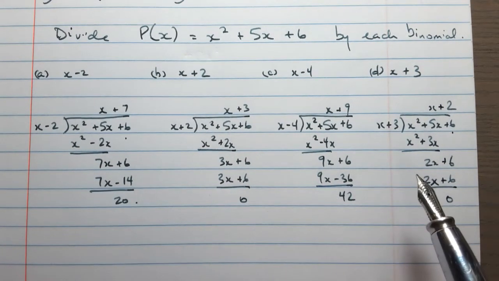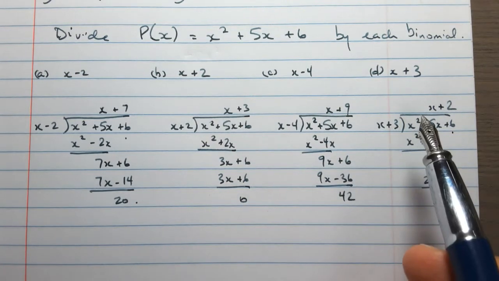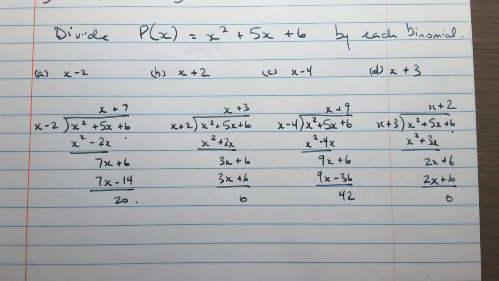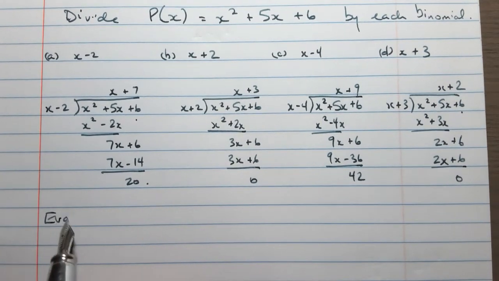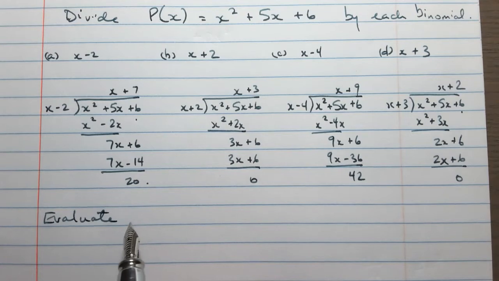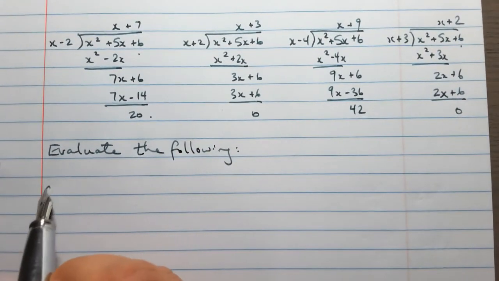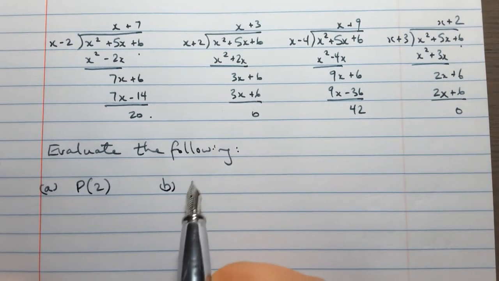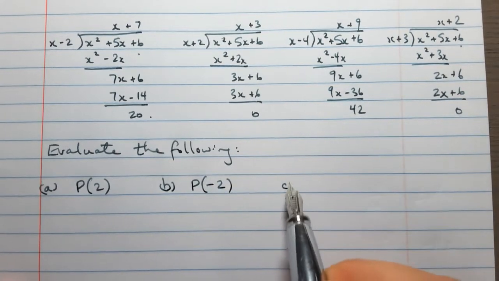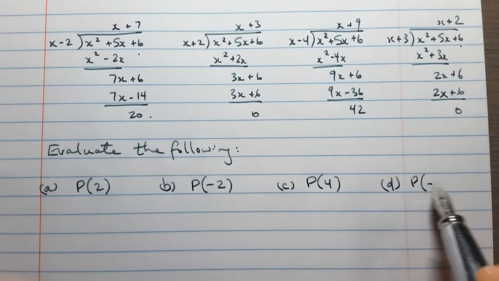So each of these we divided by a different binomial, and we got different remainders, a couple of them are 0, and then we also have all of these different quotients. So now here's the part where we're going to notice something, and I want you to try this. Evaluate each of the following. So the first one is going to be p at 2, then p at negative 2, p at 4, and last p at negative 3.